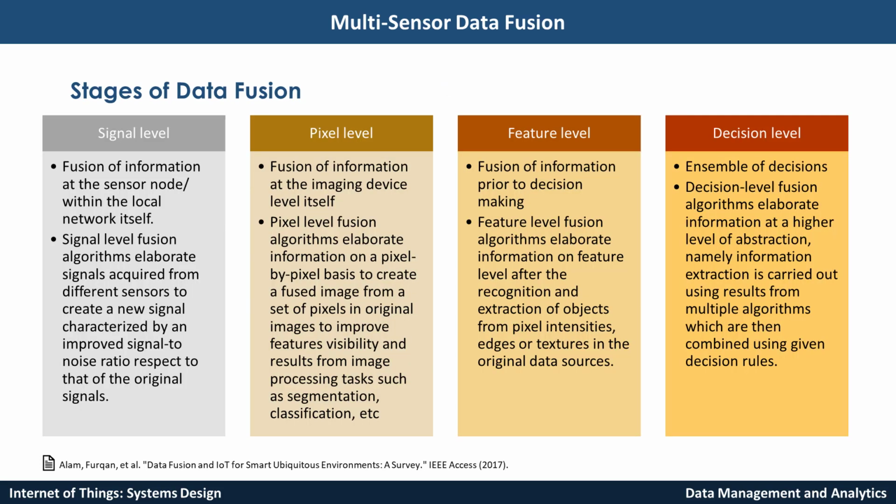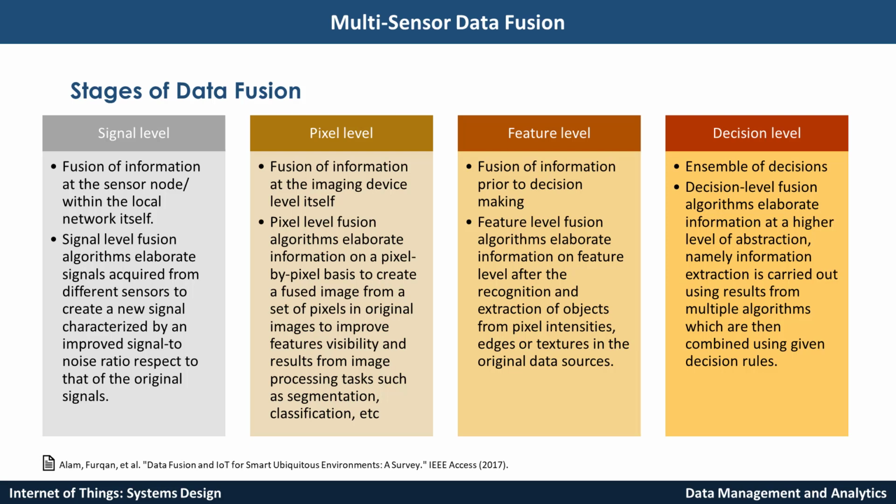There are 4 stages in data fusion. We call them levels as well: signal level, pixel level, feature level, and decision level. In signal level, we are combining different signals within the sensor node itself. In pixel level fusion, we are fusing within the imaging device level itself. Fusion that happens just before the decision making is considered feature level fusion. Fusion that happens at the decision making level, we consider decision level.